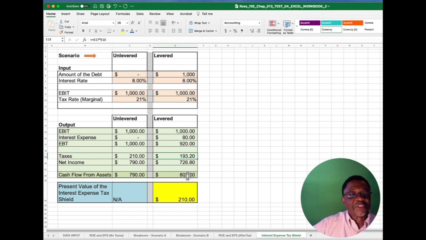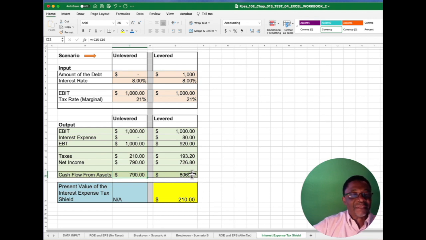So the firm's cash flow from assets is greater for the levered firm than the unlevered firm. Because for the unlevered firm, EBIT minus the taxes would be 1,000 minus 210, or cash flow from assets of $790. So the cash flow from the firm each year is greater for the levered firm by $16.80.